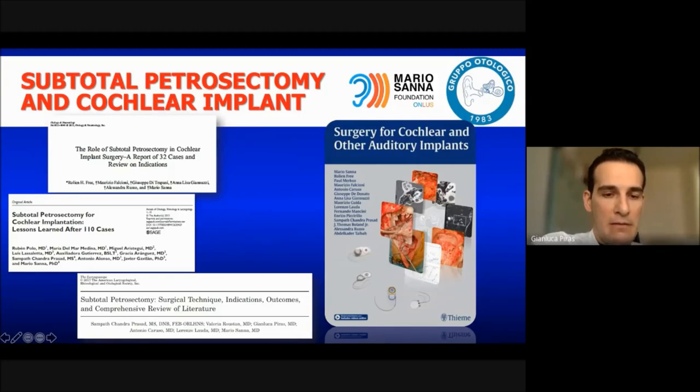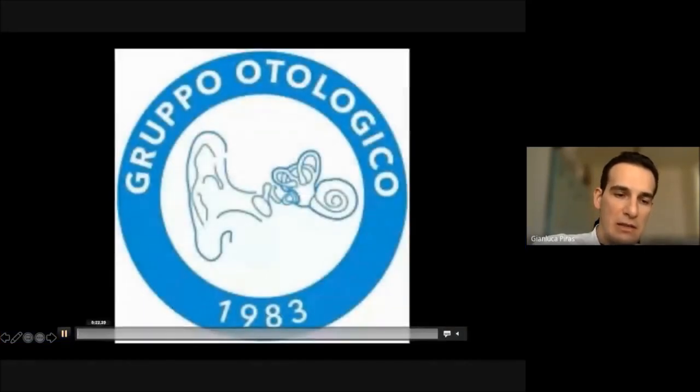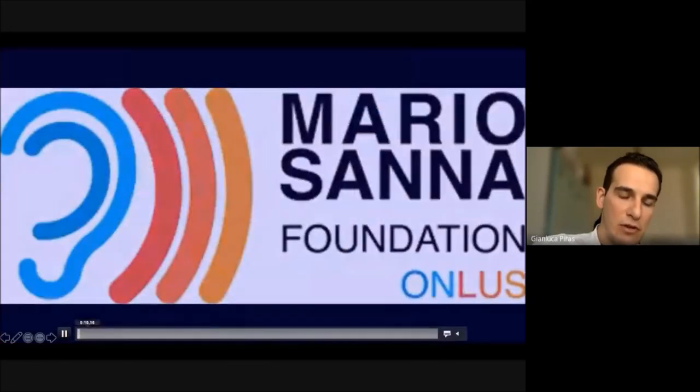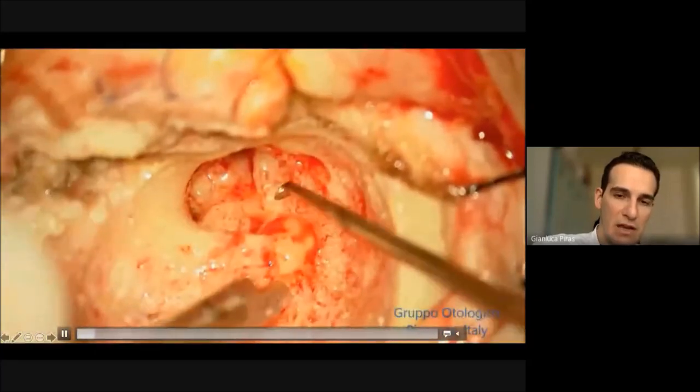Now we have at least 200 cases of subtotal petrosectomies with cochlear implantations, and you know that it's a worldwide accepted technique, which could help you a lot. I show you just another surgical video to understand how important the subtotal petrosectomy is. This is a basal turn ossification.